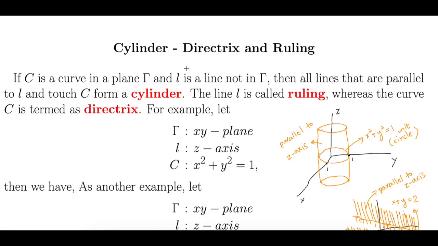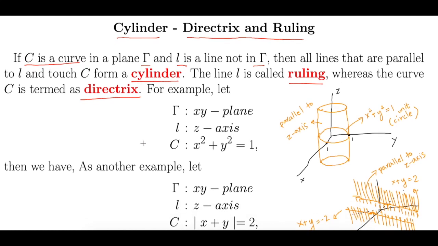In this video we will talk about the concept of a cylinder, and the directrix and ruling are two terms which come into this concept. By definition, if C is a curve in some plane gamma and L is a line not in gamma, then all the lines that are parallel to L and touch C form a cylinder. The line L is called the ruling and the curve C is known as the directrix.